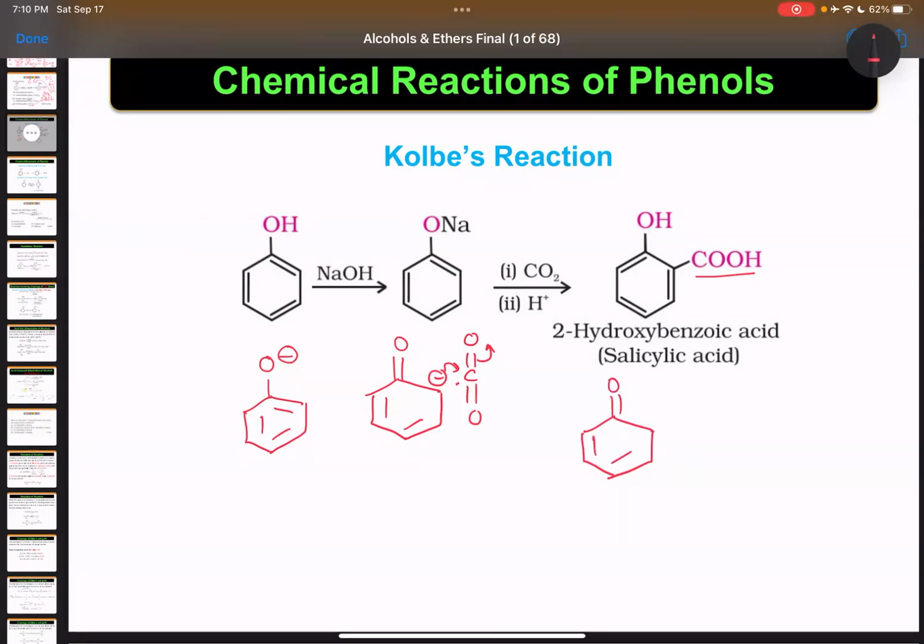Is it clear? And you will have COO minus. And H plus is removed, the electrons will get back into the ring, and you will again have that phenol with COOH. So that is salicylic acid formed. But what is the other set of reagents which can be used to convert the phenol to this?